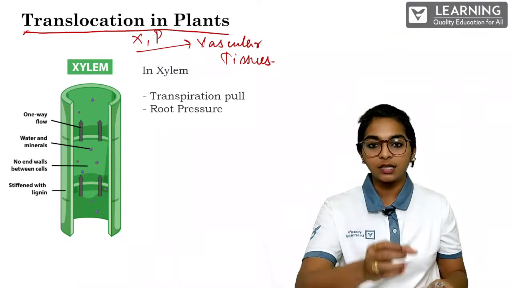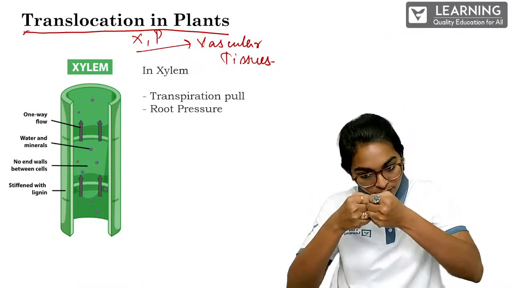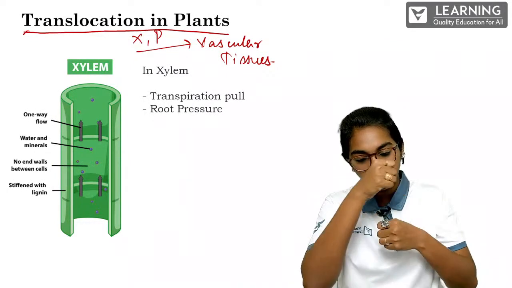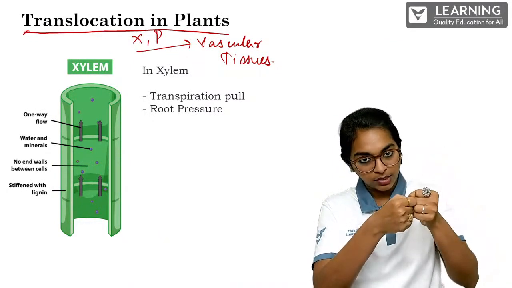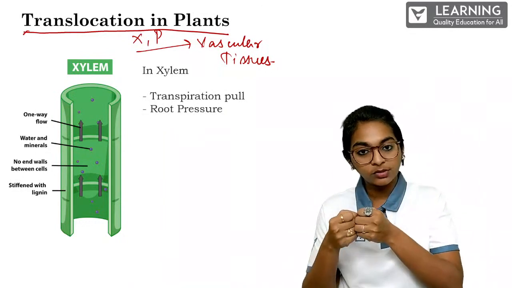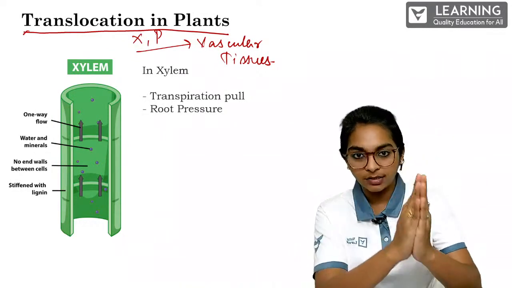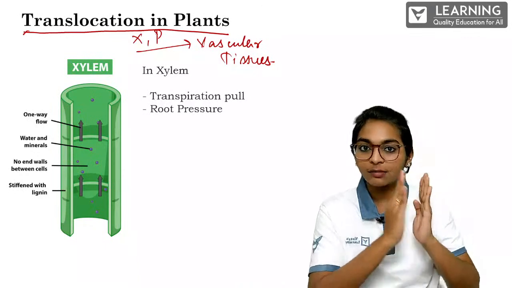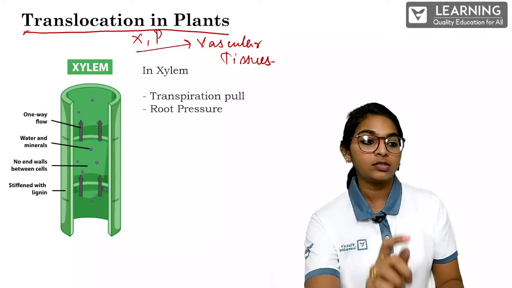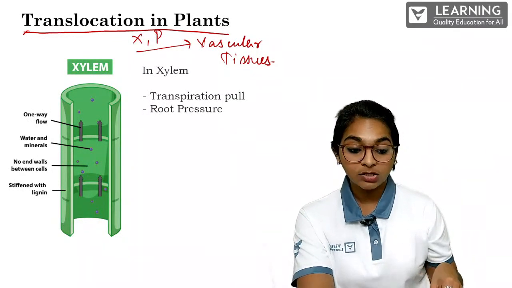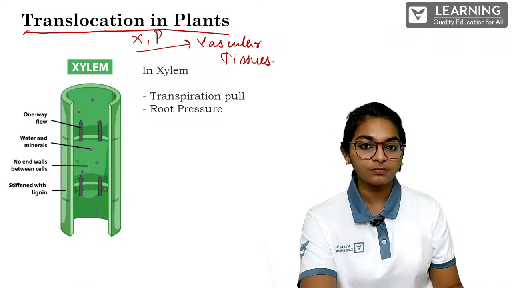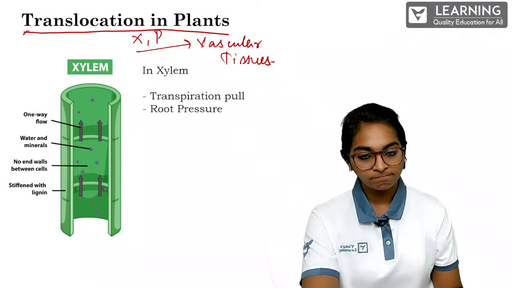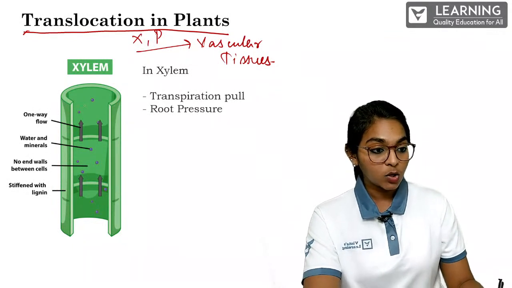How in bundles? Adjacent to xylem, phloem will be there. After some gap, xylem will be there, then phloem will be there. Xylem, phloem. So it will always occur in bundles. Xylem and phloem will always remain together. That is why you call that vascular bundles. Is that clear? So now let's talk about xylem.